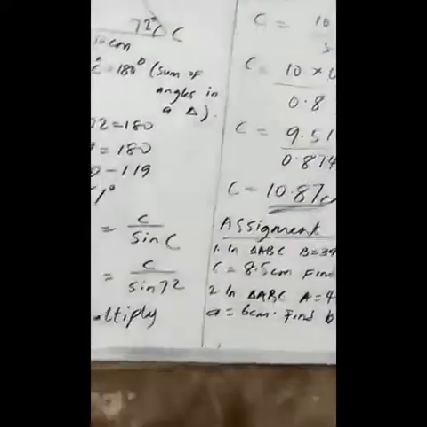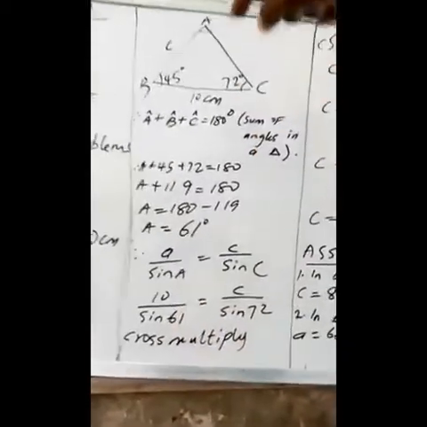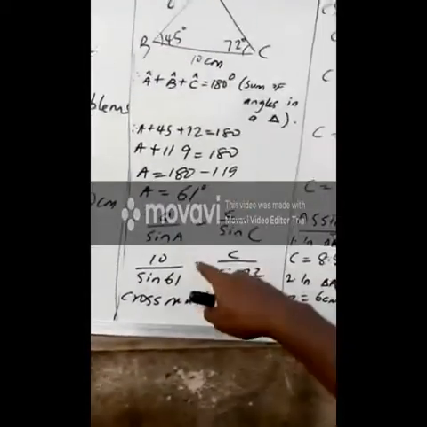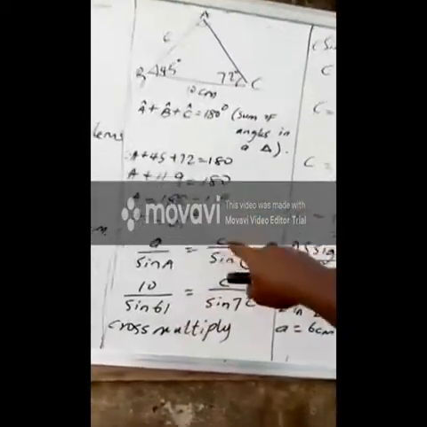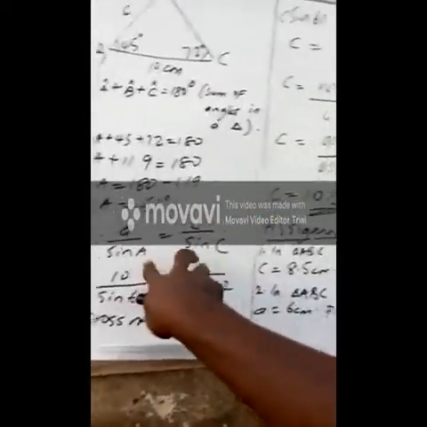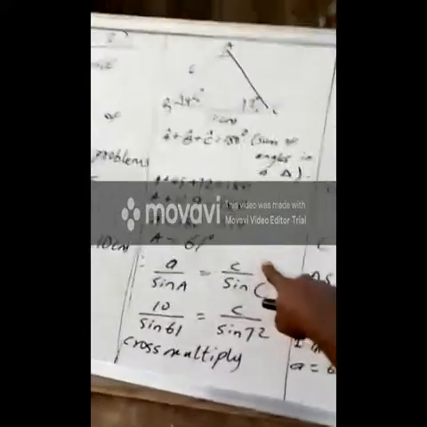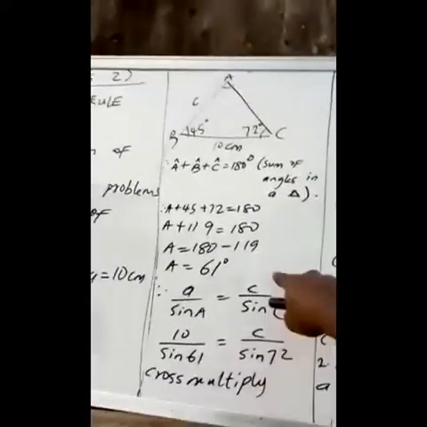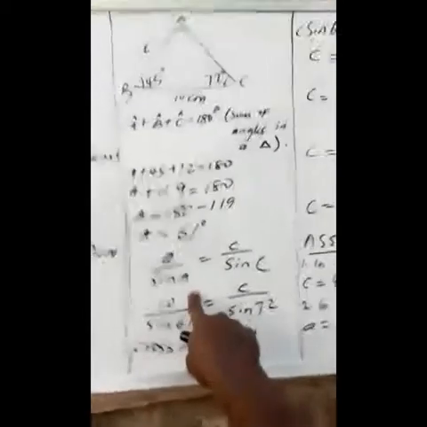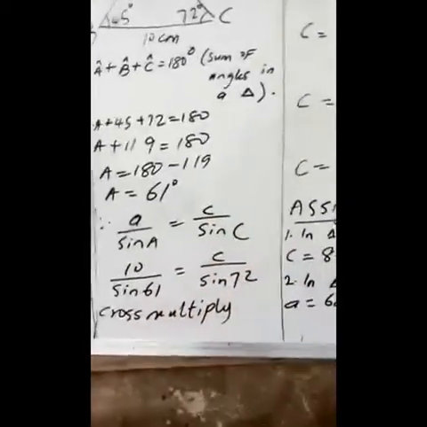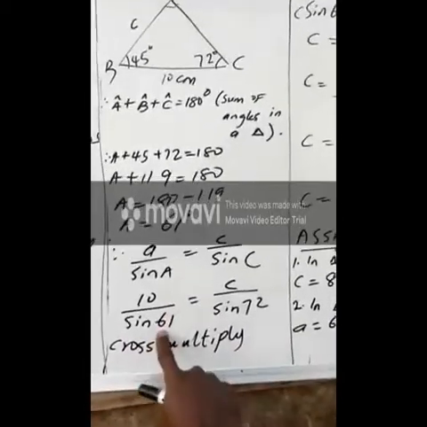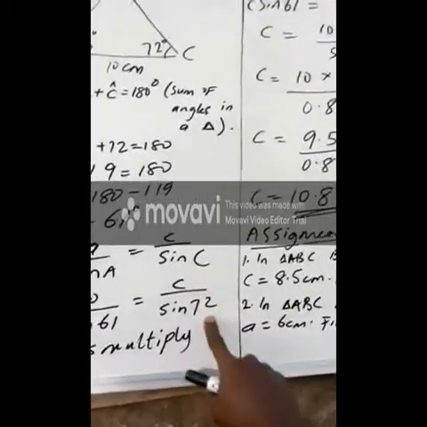Now, let's recall. The sine rule says that a over sine A is equal to b over sine B, is equal to c over sine C. We have complete information on a and sine A. We don't have information on side b, but we have information on sine B. Now, we are looking for c, so we can take two at a time. We have the angle C and we are looking for side c, which means a over sine A is equal to c over sine C. From the information, a is given as 10 centimeters, sine A, c we don't know, all over sine 72.